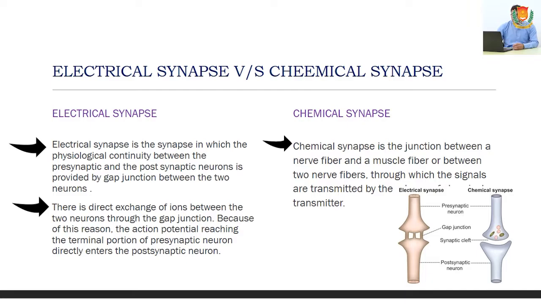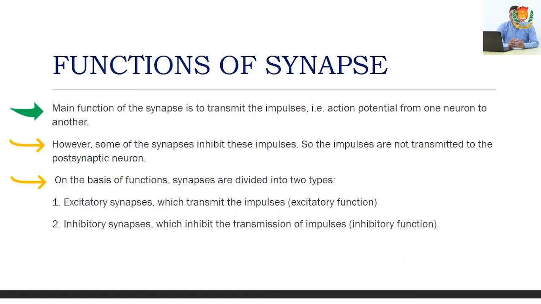Now we talk about the functions of the synapses. The functions of the synapses are mainly to transmit the impulses, that is in the form of action potential, from one neuron to another neuron, or some synapses may inhibit the impulses, so the action potential will not transmit to the further neuron. So on the basis of the function, the synapses are divided into two categories. First is excitatory synapses and second one is inhibitory synapses.